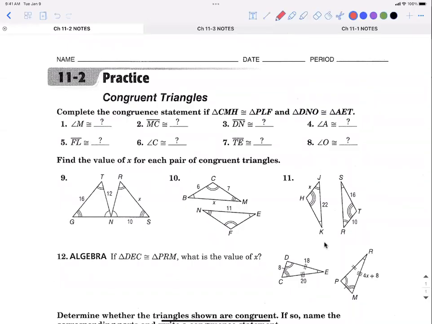All right, 11-2, 11-3, we're going to combine these assignments into one day because both are relatively short. So for 11-2, we're going to talk about congruent triangles.